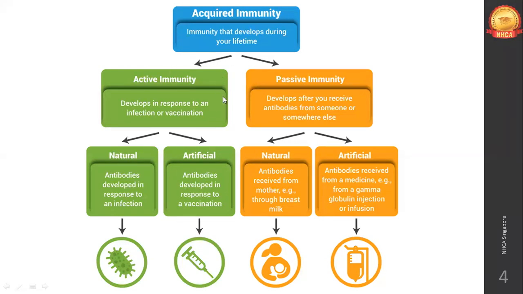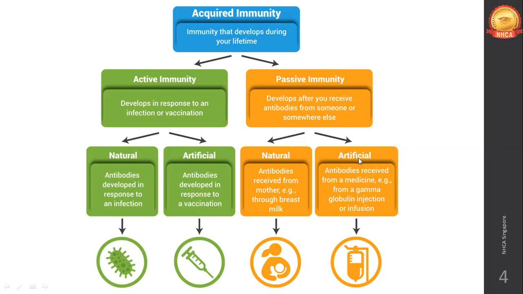Active acquired immunity. Okay, passive immunity. From the name itself, it is passed on to you. It develops after you receive antibodies from someone or somewhere else. Natural passive immunity is a natural physiological way, that is breastfeeding. Antibodies received from a mother through breast milk. All the immunoglobulins that are there in the mother's breast milk are passive immunity. It is passed on to the child from the mother.